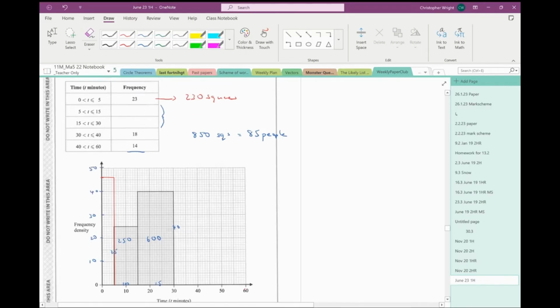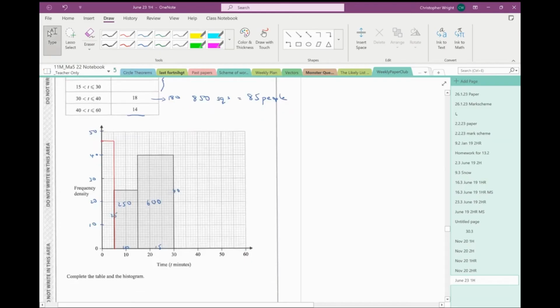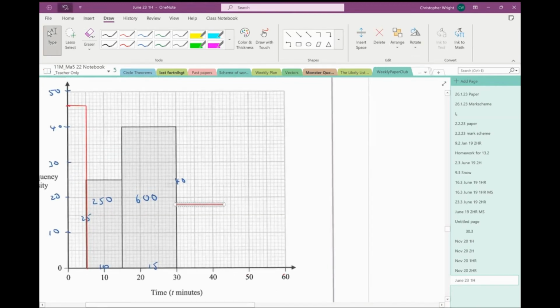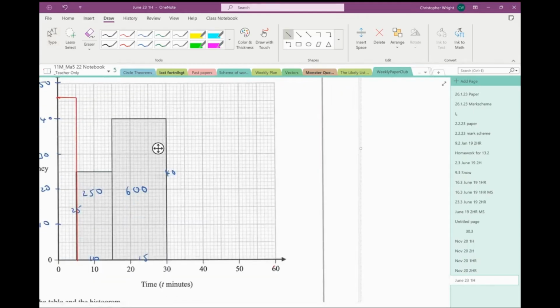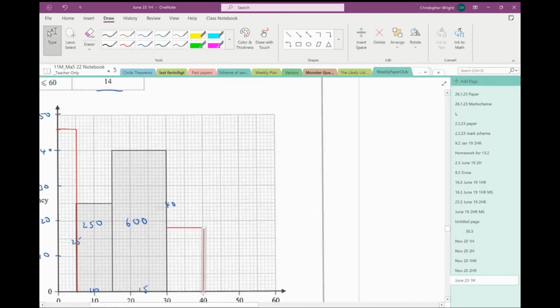Okay. 30 to 40, well, that's 18 people. So it's a frequency density of, well, it's 18 people, so it's 180 squares. Now, the class width is 10. So to get 180 squares, I'm going to have a frequency density of 18, aren't I? So here we go. Frequency density of 18. 10, 18 is up to here. There we go. So that's the 30 to 40 people.